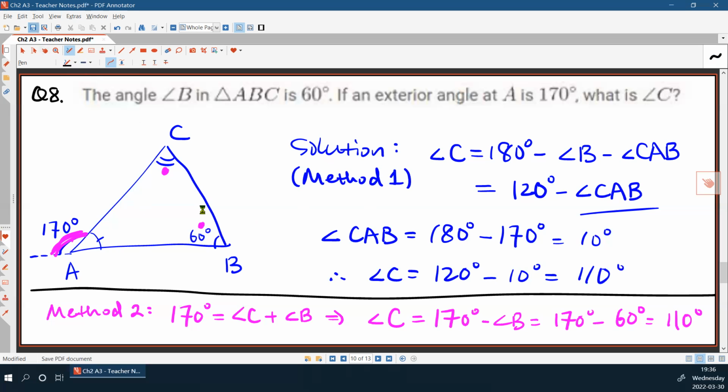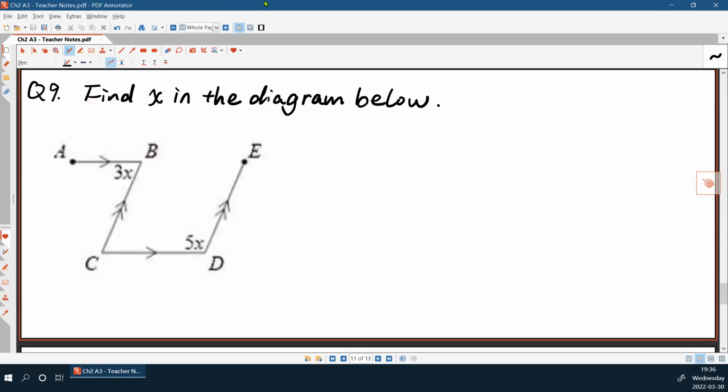Okay, please have a look at this question and let me know if you're finished, okay? Okay, then let's have a look at the next one.